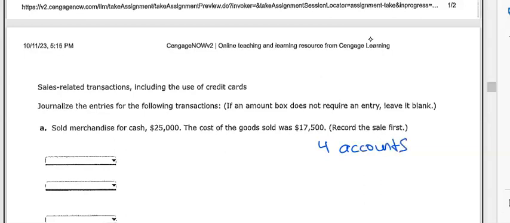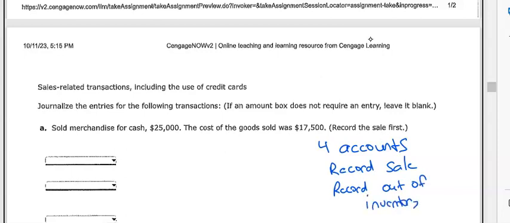We're going to record the sale in the first 2 accounts. And then we're going to record the movement of inventory. That is moving it out of inventory because we sold it and into cost of goods sold. That's our expense. All right, so let's see what they're going to give us.